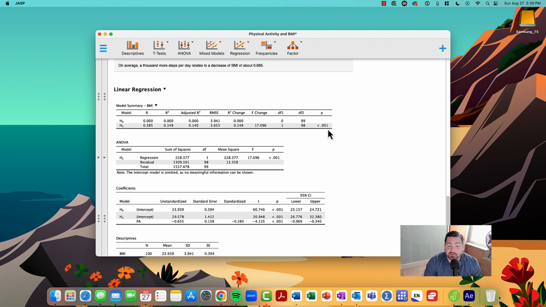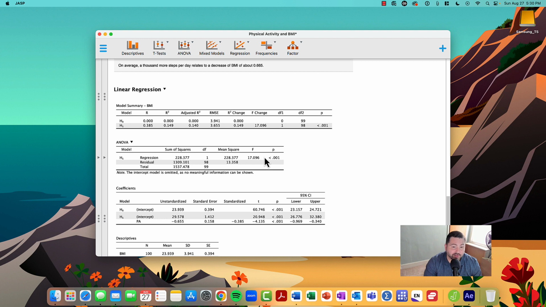Because really they're showing the same thing, right? 0.001 and 0.001 are the same values. 17.096 is the same value here. So in both these cases, you can determine whether the line of best fit, the regression line, the Y predicted equals A plus BX equation, is a better equation to estimate the value of a BMI than the Y mean. In this case, we see that the line is in fact better at predicting that.